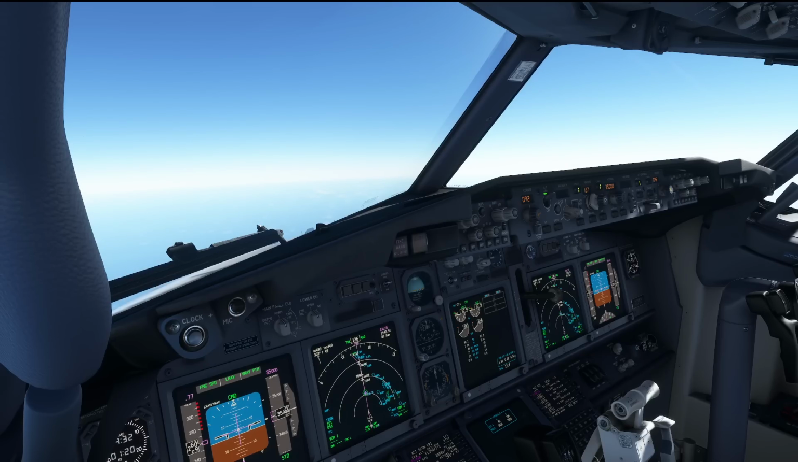In today's video I want to talk a little bit about what actually makes a study level add-on a study level add-on. As you know, the majority of aircraft add-ons available for Microsoft Flight Simulator do cover the normal procedures and a little bit more, usually.